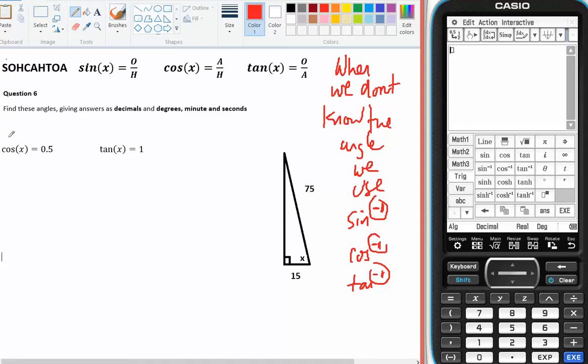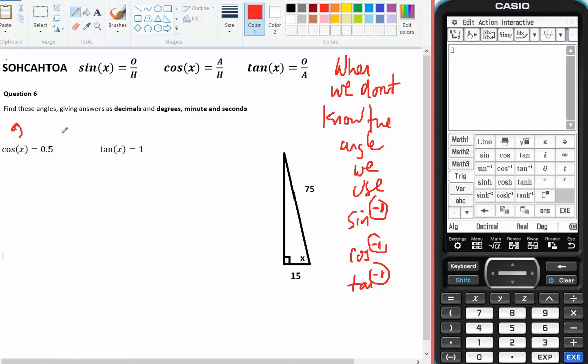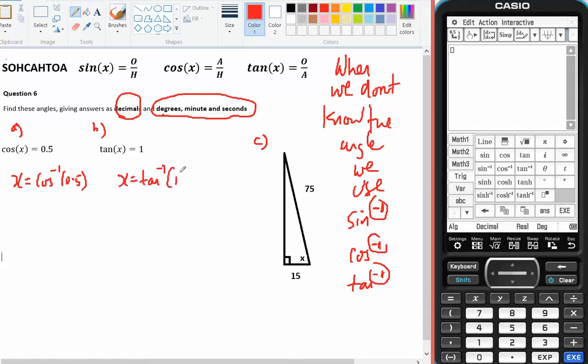Okay, here are three parts to the question. Part A, Part B, and Part C. And I'm going to give the answers in two forms, in decimals and degrees, minutes, seconds. Okay, I need to do one step before I use the calculator. In Part A, I'm told the cos of the angle is 0.5, which means my angle will be the inverse cosine of 0.5. In the second question, I know that the tan of the angle is 1, which means the angle will equal the inverse tan of 1.